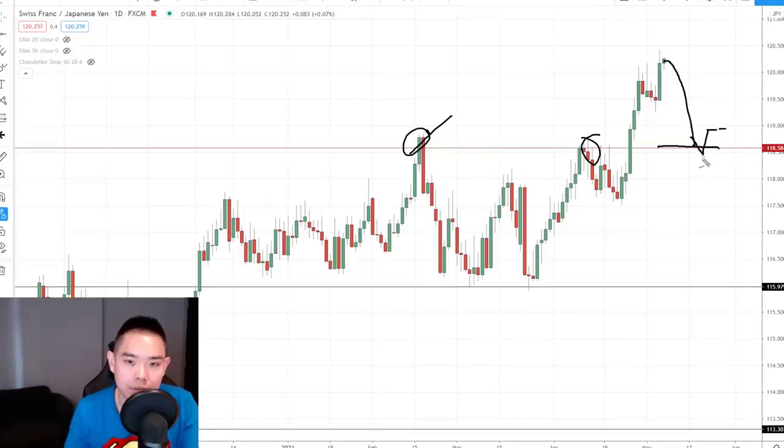Stop loss 1 ATR below this low, somewhere here. Target wise, looking to exit half my position before this swing high. That is for Swiss franc against the Japanese yen.